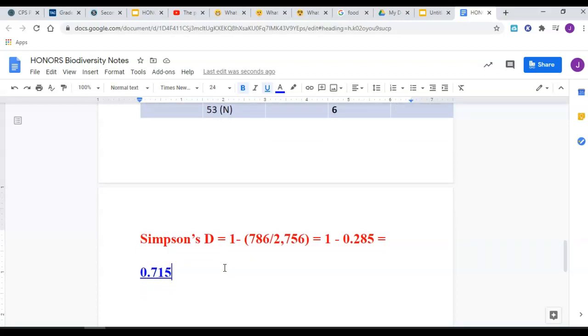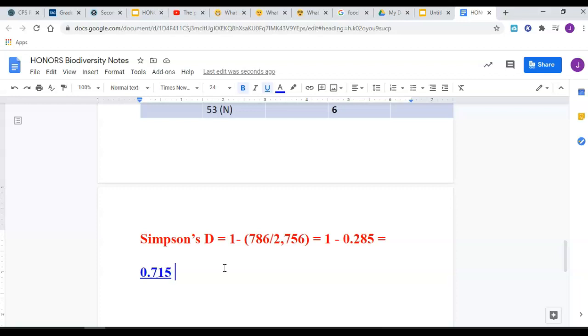The closer this number is to 1, the higher the biodiversity is of an ecosystem. So this is a relatively biodiverse community. It's not super high. A good biodiverse community might have 0.9 something or higher. So this one's kind of average.